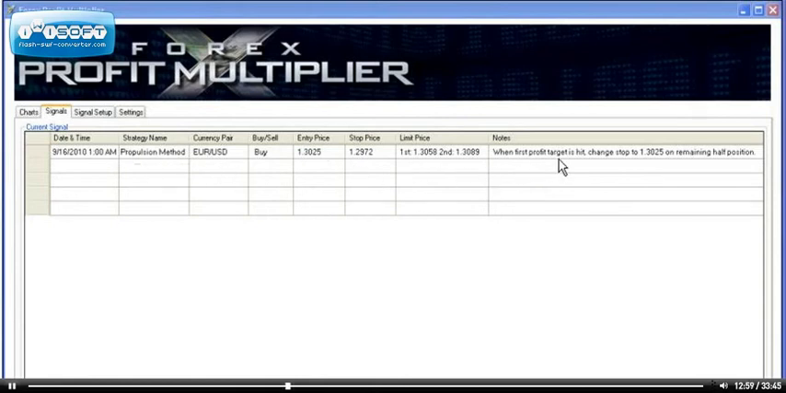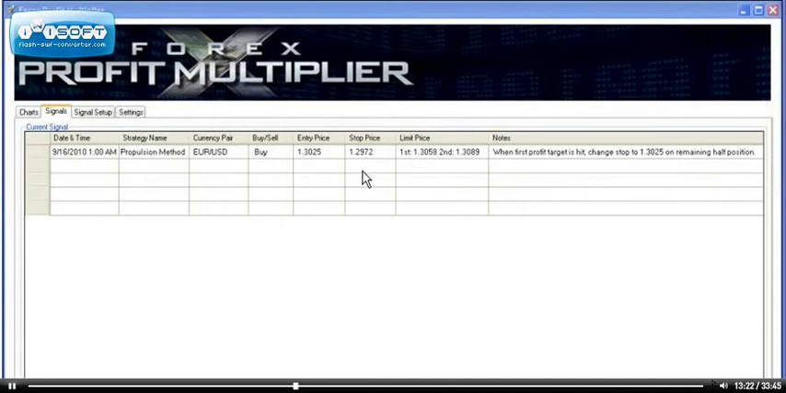When the first profit target is hit, when this profit target is hit right here, we change the stop to break even, to 3025, on that remaining half position. So the worst that can happen is you break even. This is what I call a free trade. This is our free trade strategy where you zero out all the risk in the trade as soon as possible.